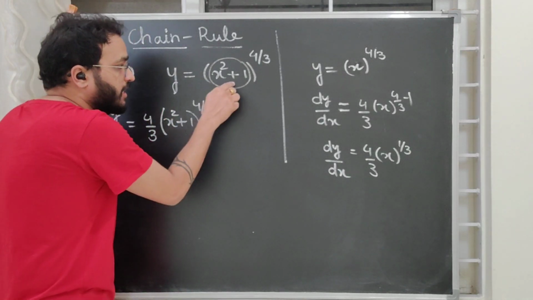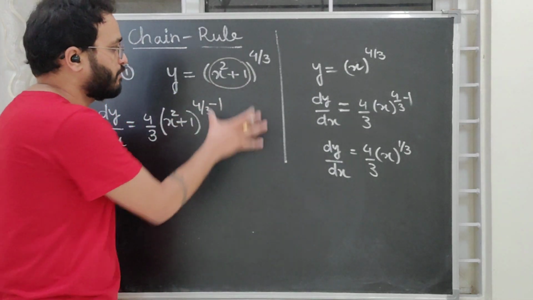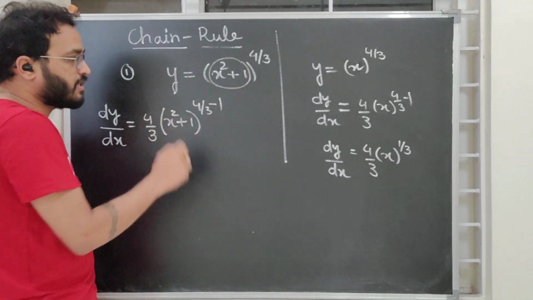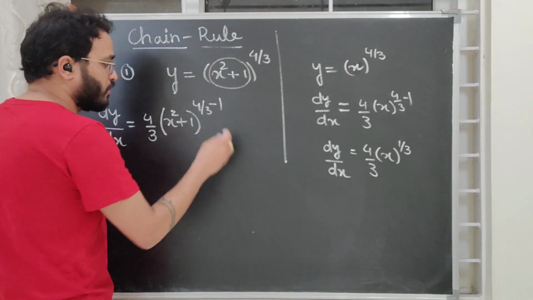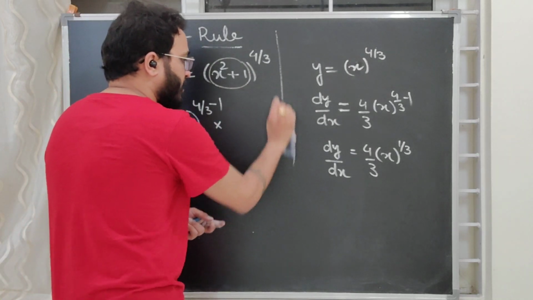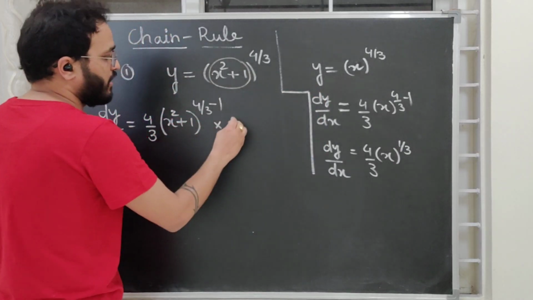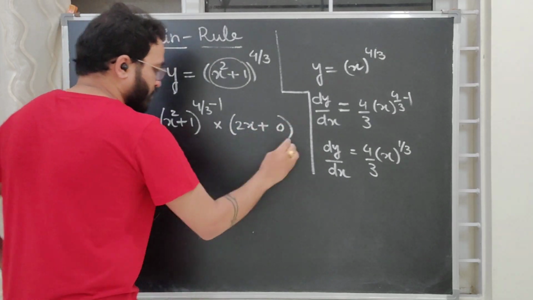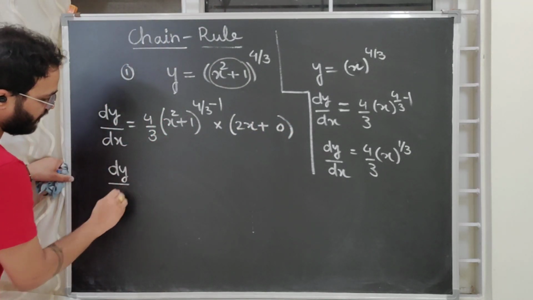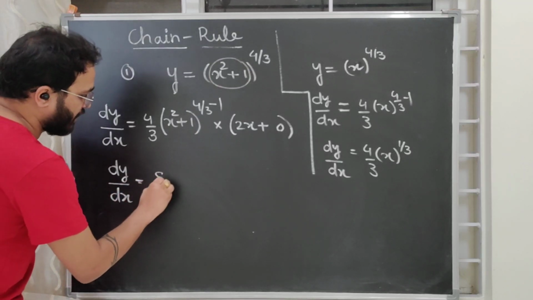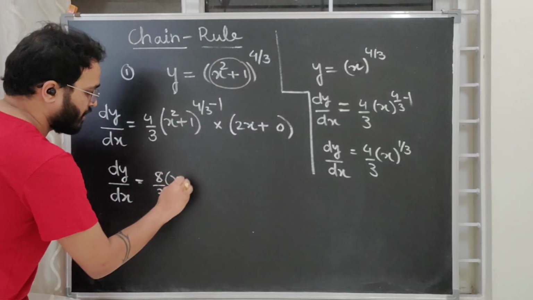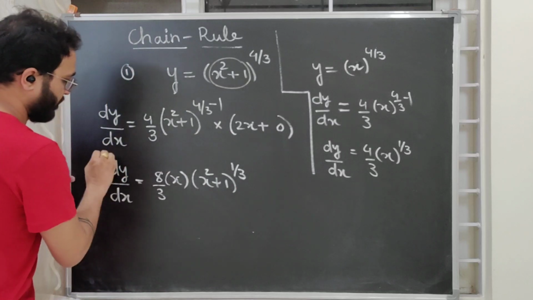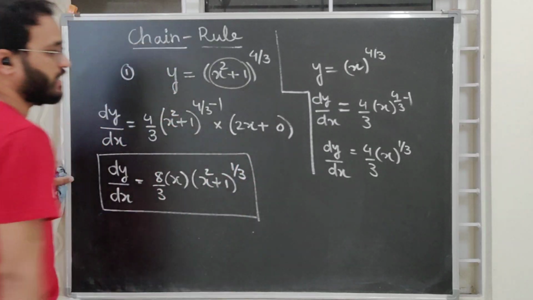Now you have to differentiate this function also, which is inside the bracket. Because you assumed this to be a single function x, so you found it like this, but now you have to differentiate this also. So multiplied by the differentiation of x square plus 1. Now everybody knows what is the differentiation of x square? It is 2x. Differentiation of 1 is 0. So your final answer for this differentiation will be 8x by 3 into (x square plus 1) whole to the power 1 by 3. I suppose this is clear now.